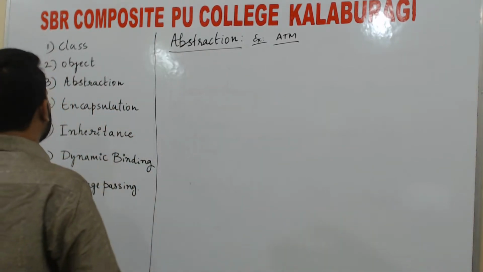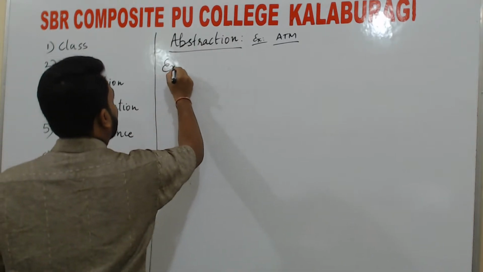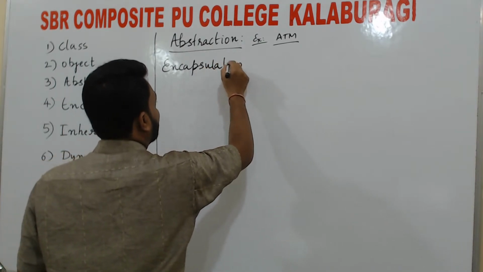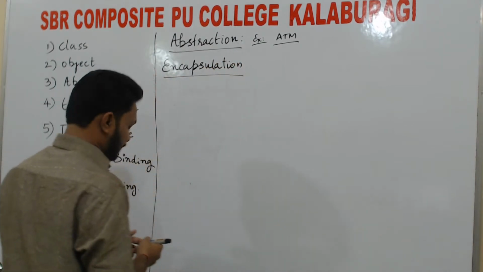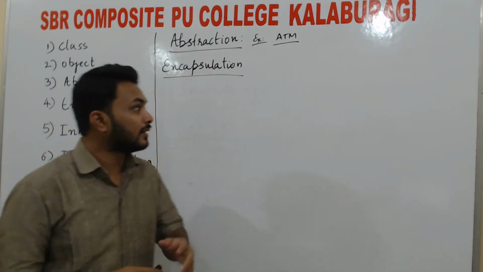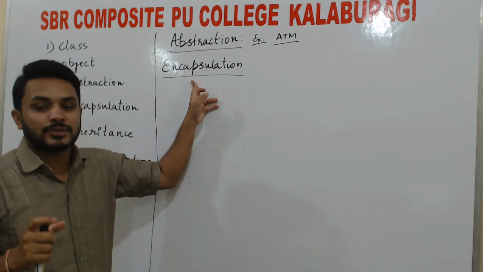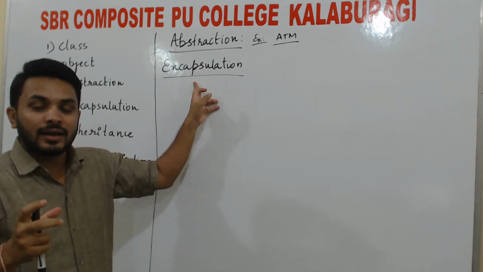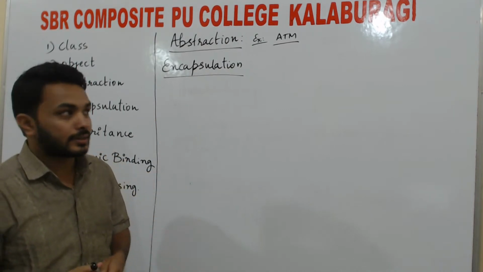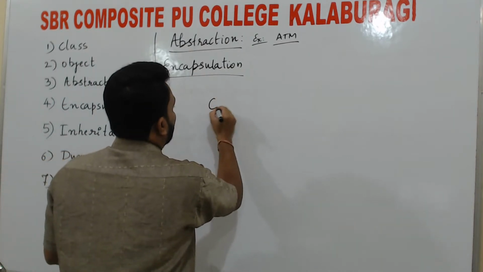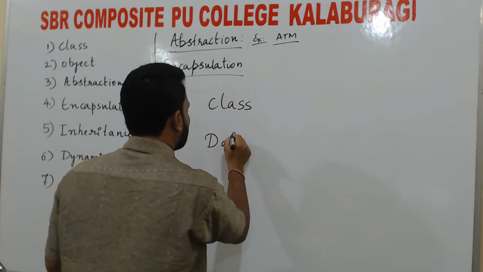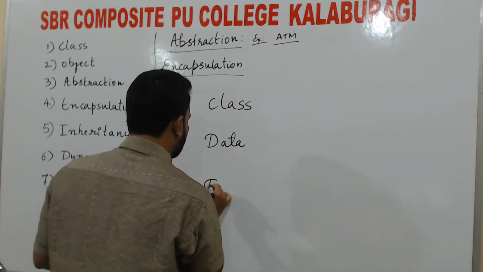Okay, so what is encapsulation? Encapsulation means capsule data. We are putting data as private. So capsule data: we are taking one data and capsuling it. What does capsule mean? We are protecting it. We are protecting it inside one class. How will we protect it? So we have a class. We have data, and the functions.